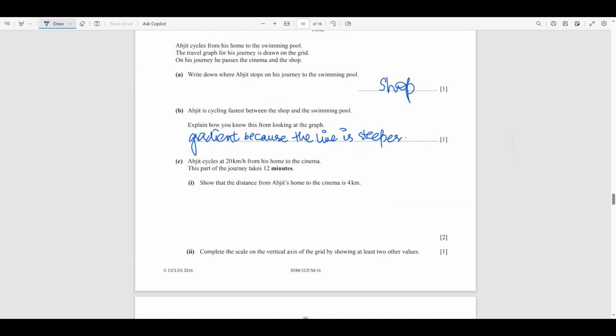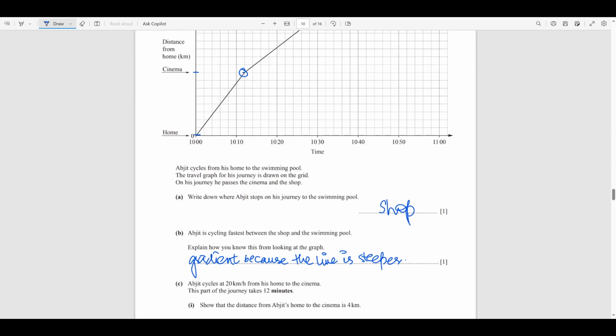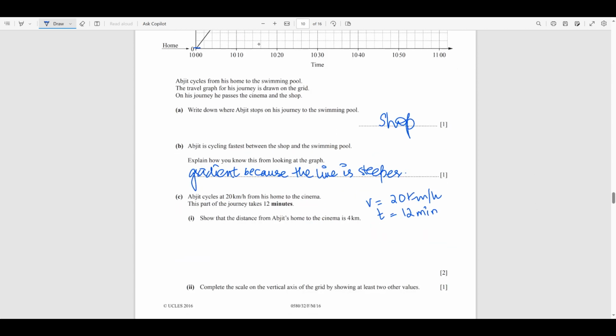Okay. Part C. Abjeet cycles at 20 kilometers per hour from his home to the cinema. This journey takes 12 minutes. So the speed is 20 kilometers per hour and the time is 12 minutes. Right. We need to show that the distance is 4 kilometers. Now, this is the answer that's already given in the question. So we cannot use this answer, but we have to reach this answer.